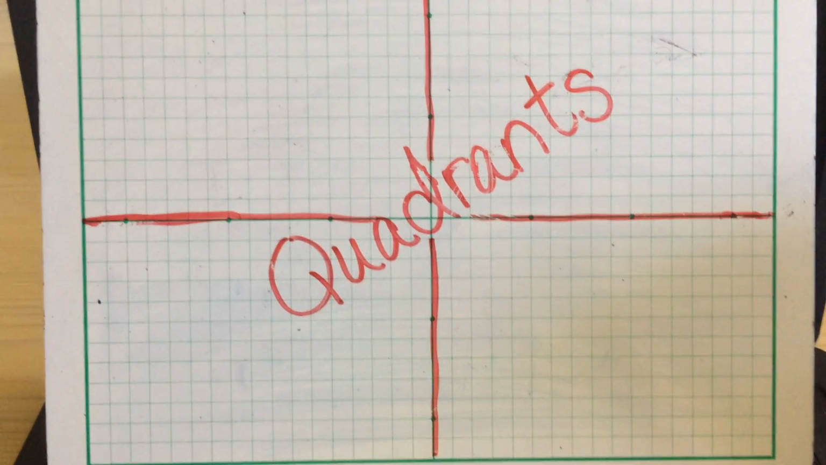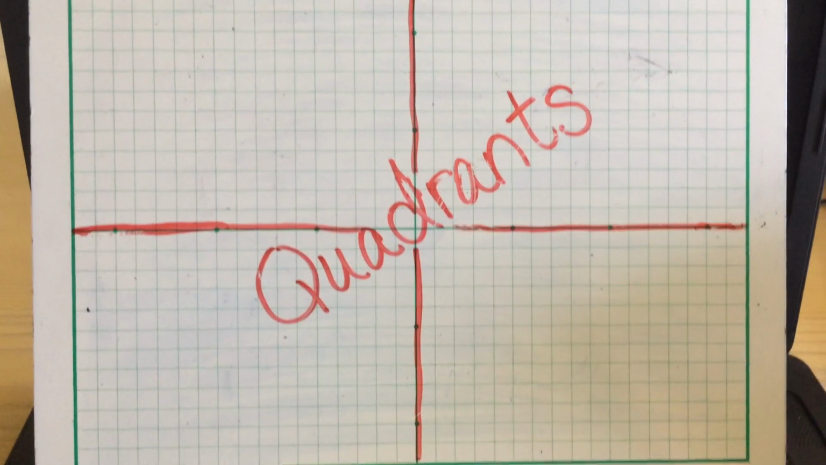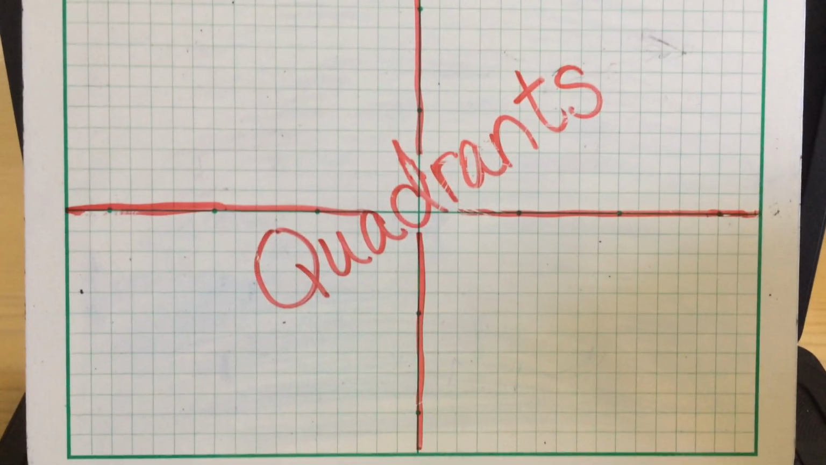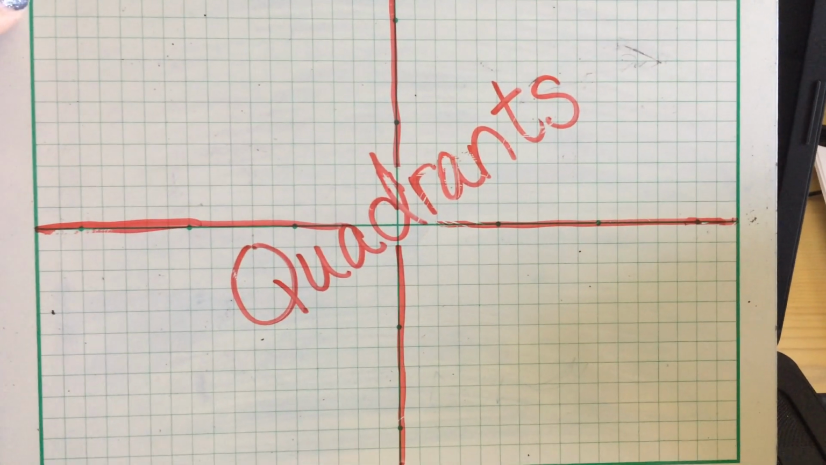Hello, Math 2 friends. Today we're going to talk about quadrants. Quadrants are used in graphing, but today we will not be doing any graphing. We're just going to talk a little bit about what a graph is made up of.